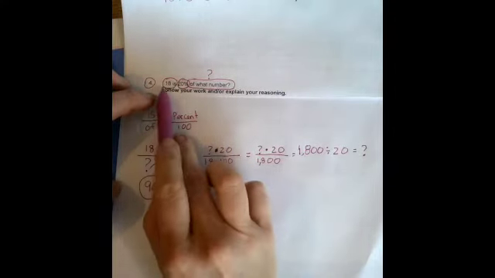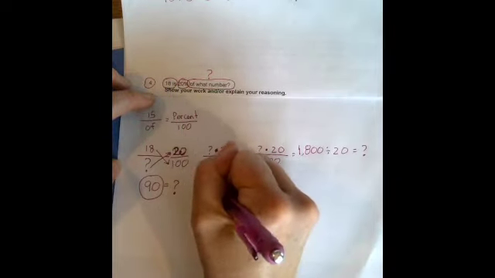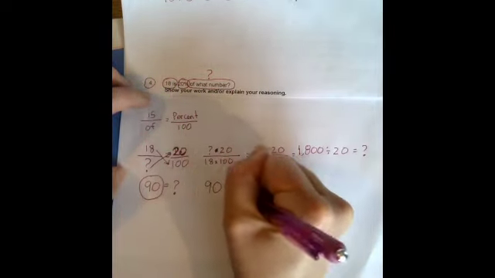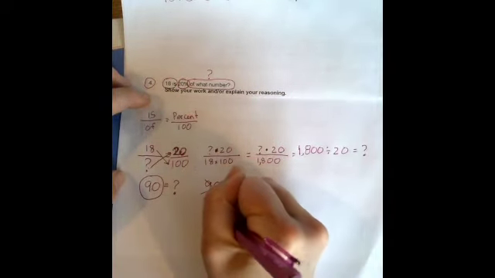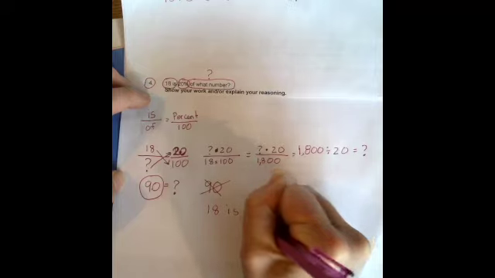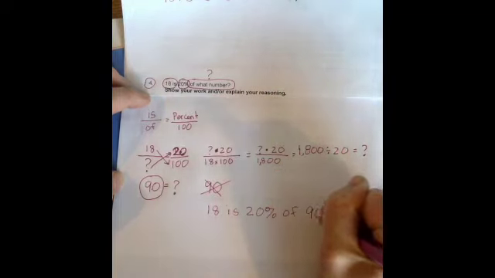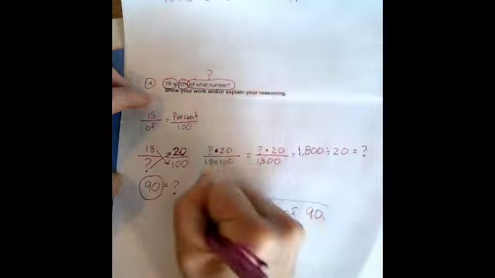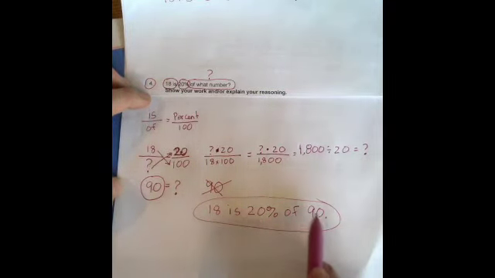Now how does that relate to 18 is 20% of what number? 90. Well, actually let's say 18 is 20% of 90. There's your answer. 18 is 20% of 90.